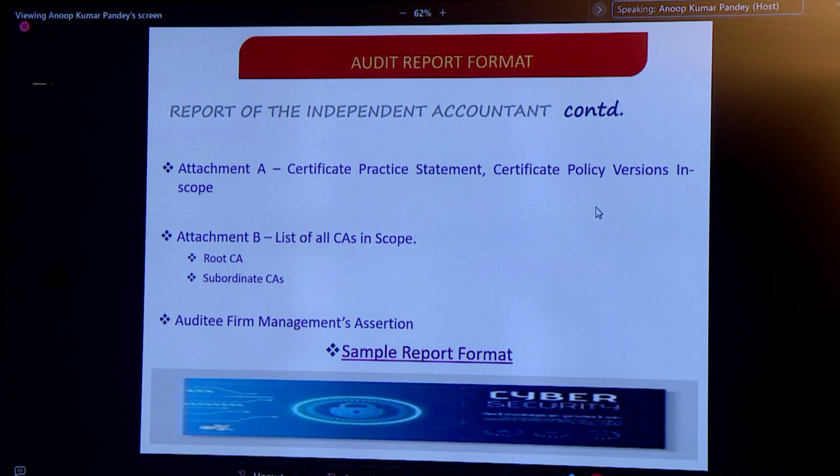No, sir, all these audit reports we have to publish. They have to be published on the website and freely available for anybody to download and see.